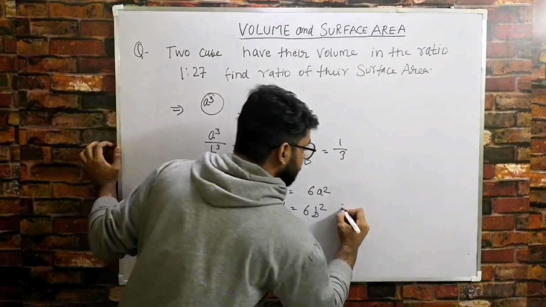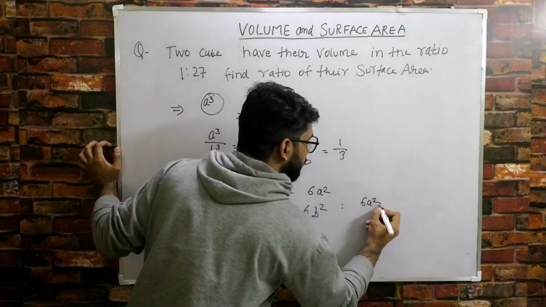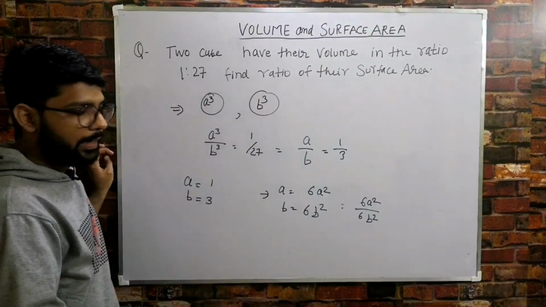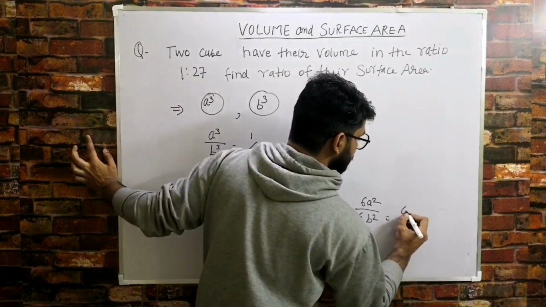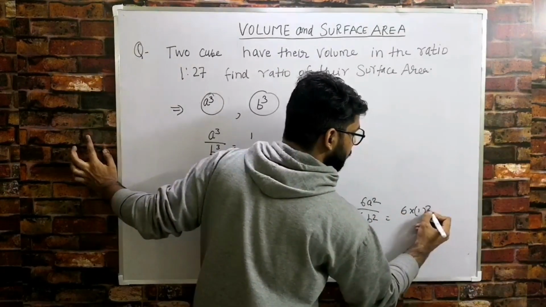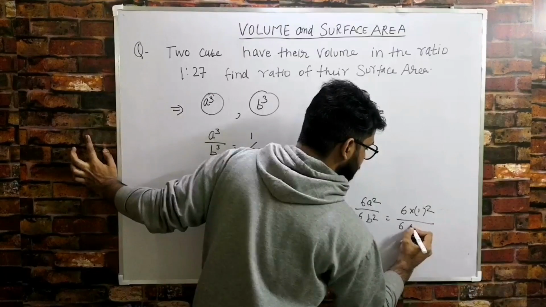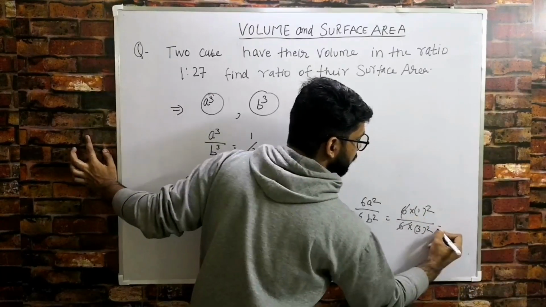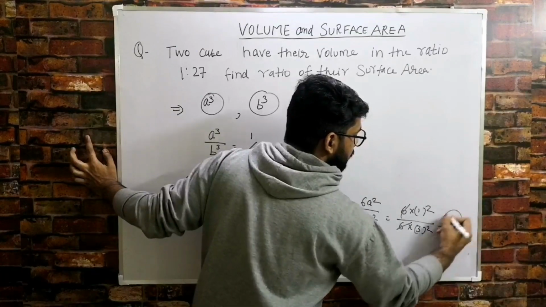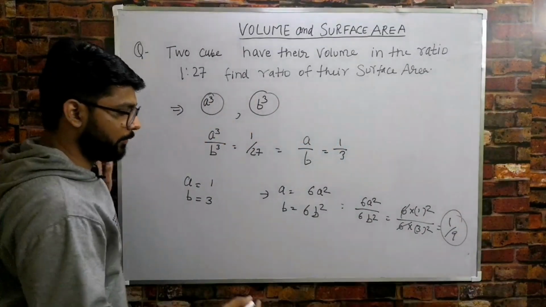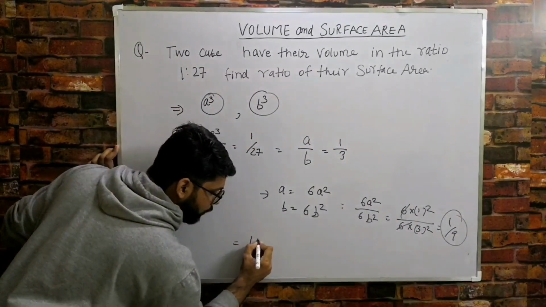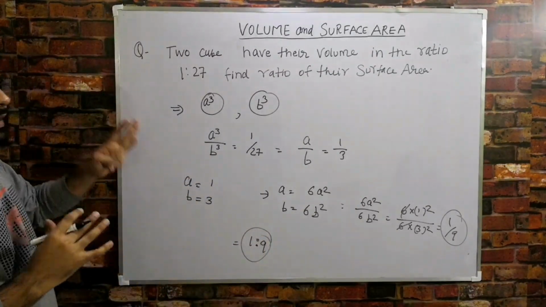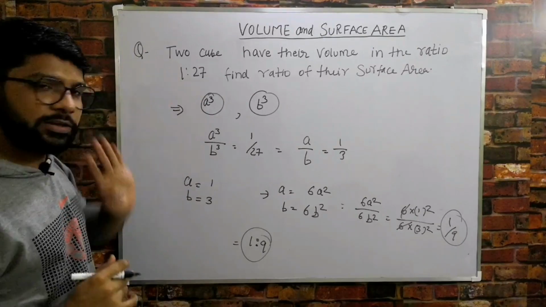Now we can write 6a square divided by 6b square, kyunki hame ratio nikalni hai. So we can write 6 into 1 ka square divided by 6 into 3 square. 6/6 is equal to 1/9. So the ratio of their surface area will be 1:9. So what we had done, humne kya kiya hai yahan pe, the ratio 1:27 is given to us.